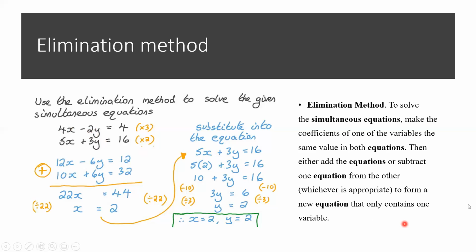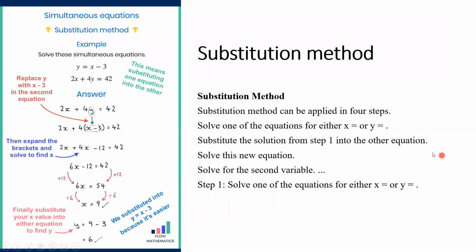Okay. Now let's look at the other method, which is the substitution method. We see the substitution method, guys, can be applied in 4 steps. We solve one of the equations for either x or y. We substitute the solution from step 1 into the other equation. We solve the new equation. Then we solve for the second variable. Right. Then we say solve one of the equations for either x or y. Let's look at these examples here. These are examples of simultaneous equations in the substitution method.